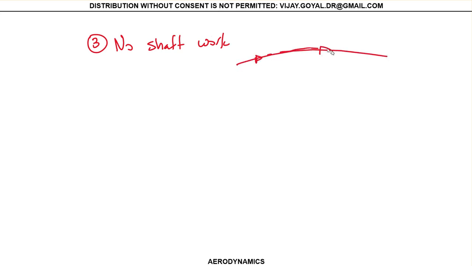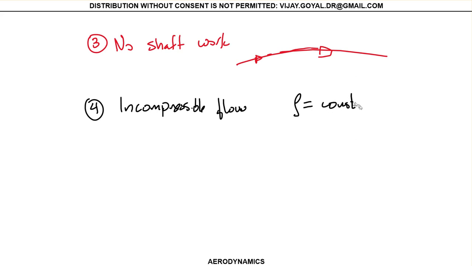The third thing that I have to keep in mind: there cannot be any shaft work. I'm working with the flow, not around the shaft. It has to be moving along the stream. So I've got a particle, and the particle is just moving along here. Number 4, it is incompressible flow. Although we can expand this for compressible flow, mainly this is developed for constant density.